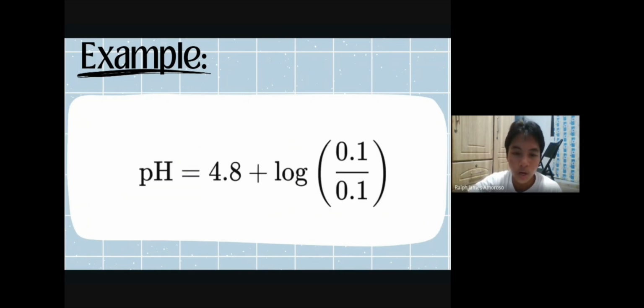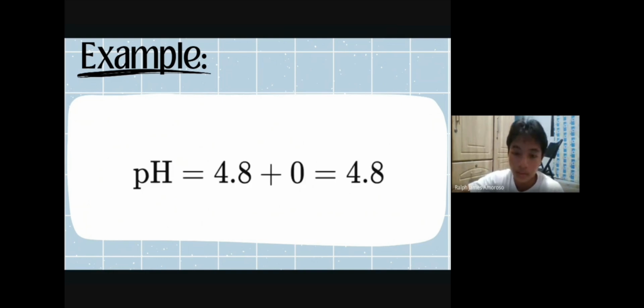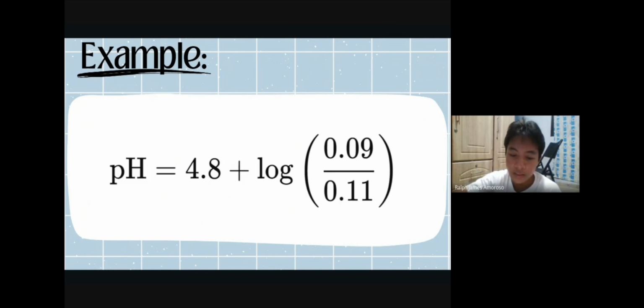So, ito po yung mukha po ng ating equation. Then, pag i-calculate po nyo ito sa calculator, ang makukuha nyo po ay 4.8. That means yung buffer po natin, before we added anything, is 4.8. Dito naman po tayo sa pag-add ng acid.